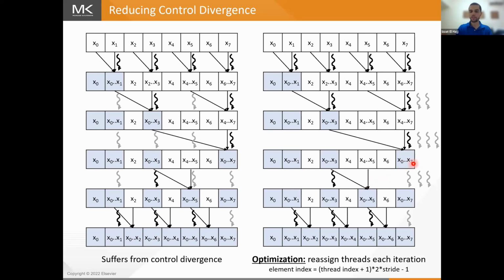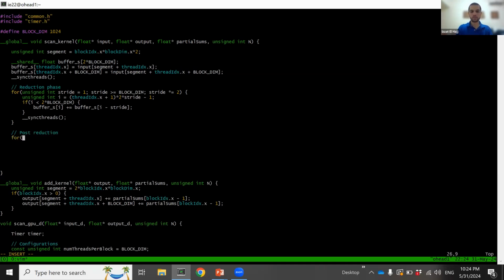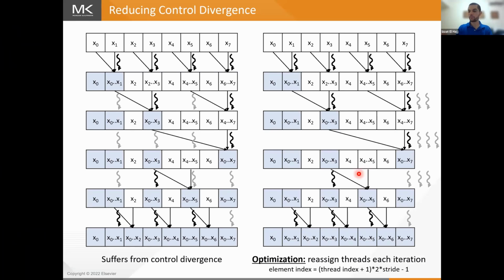So in the post-reduction step, I'm actually assigning the thread to the left element in the addition as opposed to the right element in the addition. It just makes the indexing easier that way and makes the indexing the same as the indexing in the previous iteration. So let's do the post-reduction phase. So this is the post-reduction. We're going to start from stride block dim over 2 this time, right? And we're going to keep going down until we get to stride 1.